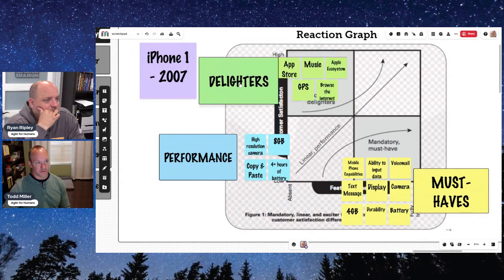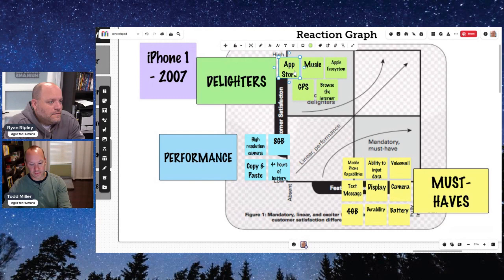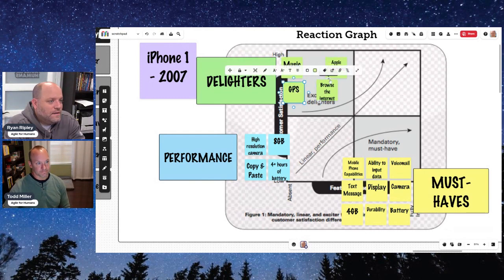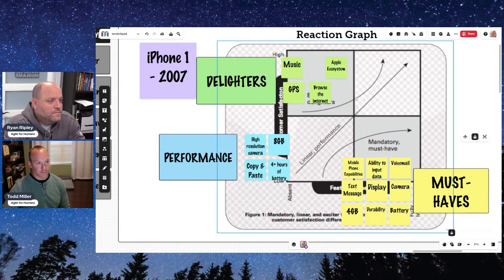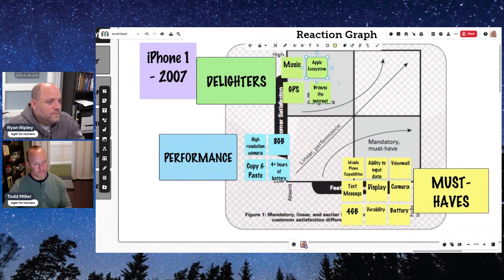I'll move this aside. What do you think? There were some delighters there. The App Store was not there. Music, GPS, Apple ecosystem, browsing the internet. Those were some new novel things that made people go, wow, that's amazing. These are things that didn't exist before, right? It's like the advent of the iPod, really. It's like an iPod with a phone and the ability to make calls and GPS and to be able to browse the internet.